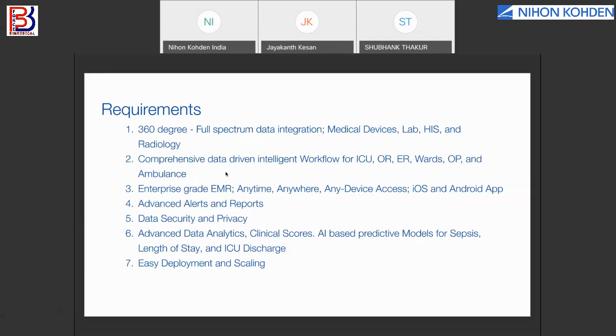The application should provide advanced alerts and reports, because alerts and reports are very important, through which doctors will engage with the application and then provide better clinical care. If the patient is critically ill because of certain reasons, the system should be able to alert the corresponding physicians. Security and privacy of the data is also important. You have several regulatory requirements on data security and privacy, even globally and also in India. And more importantly, the solution should be easily deployable, and it should be easily scalable.